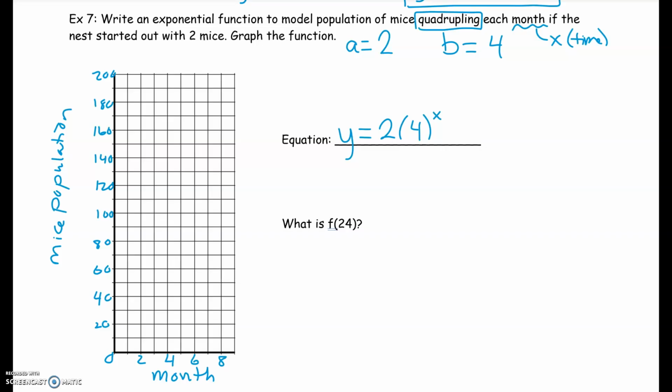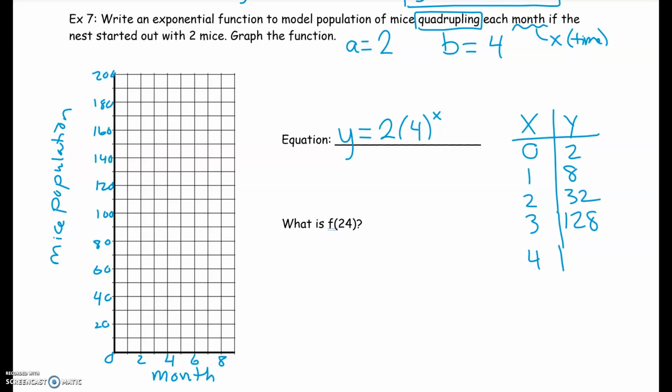Okay. So the easiest way is going to be to pull up a table on your calculator and plug in some numbers like 0, 1, 2, 3. Okay. We can go as far as we can. So when we do this, we're going to get 2, 8, 32, 128, 512, and at that point, that's way off my graph. So I'm going to stop there with going just to 4.